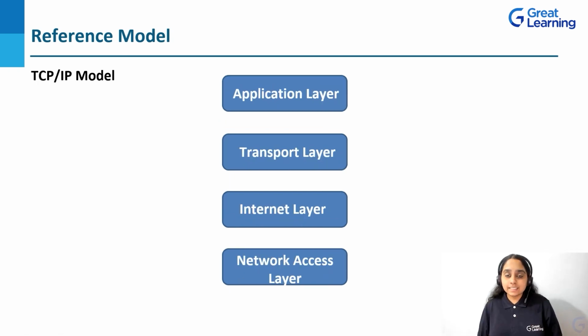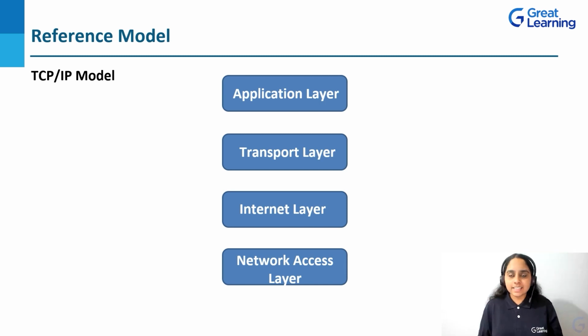Let's now discuss the TCP/IP model. TCP stands for Transmission Control Protocol. IP stands for Internet Protocol. The lowest and the first layer is the network access layer. This layer is the combination of physical layer and data link layer from the OSI model. This layer is responsible for transmission of data over the network.